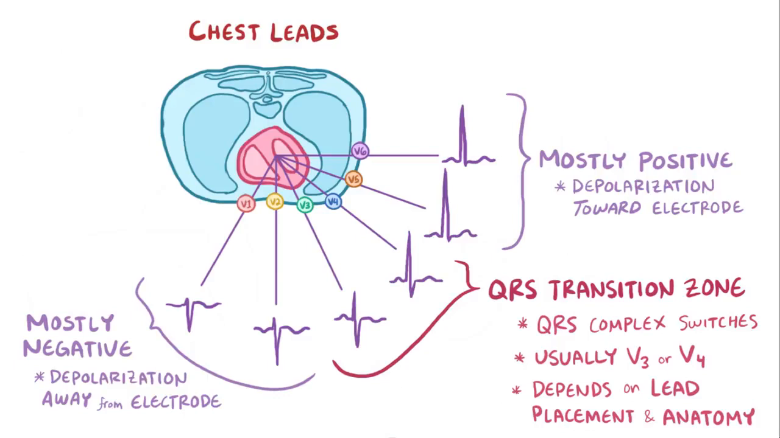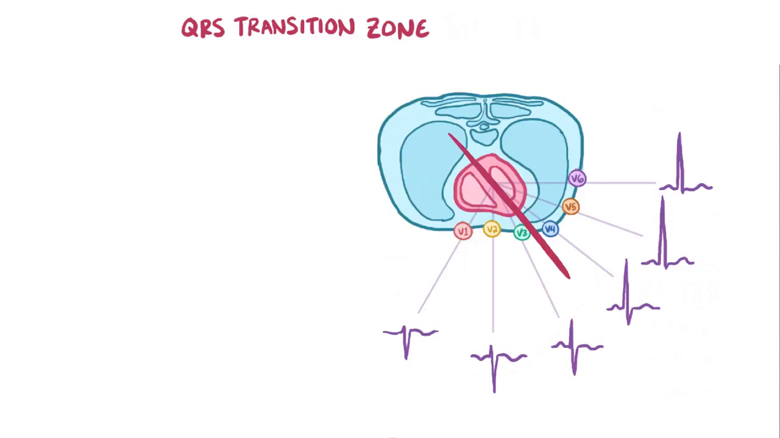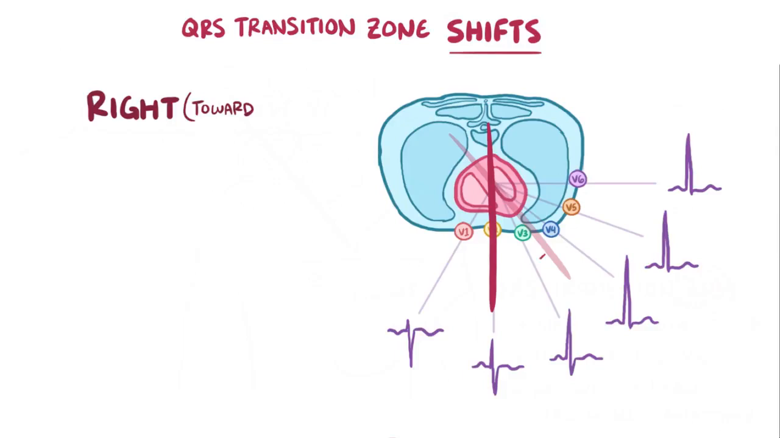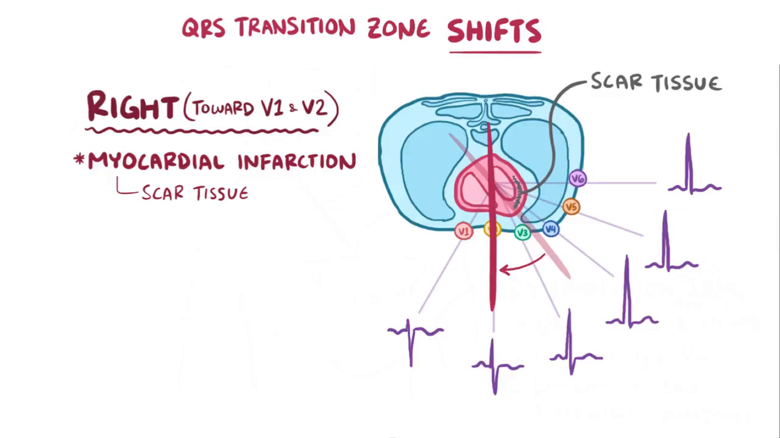So the QRS transition tells us when the overall QRS vector is aligned in the direction of the chest leads. It's kind of like a way of understanding what's happening to the QRS axis on the horizontal plane. If something alters the heart's overall QRS vector, then the QRS transition zone might shift to the right, toward V1 and V2. An example is a myocardial infarction, which leads to the formation of scar tissue that can't depolarize. Generally speaking, the QRS transition zone will shift away from the region of scar tissue, since it no longer contributes to the overall QRS vector.